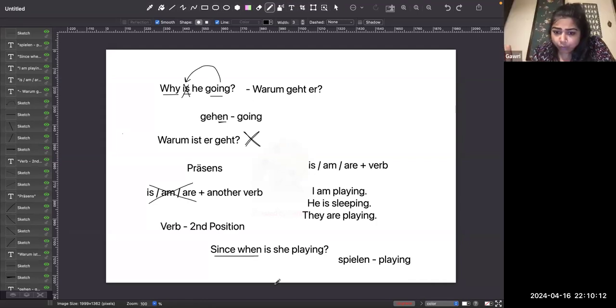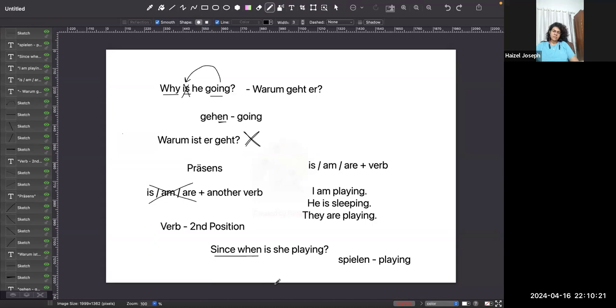Just apply the formula. If is, am, are is there plus another verb is there, then remove is, am, are and bring the verb to the second position.